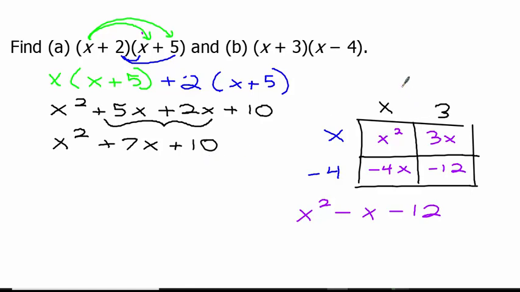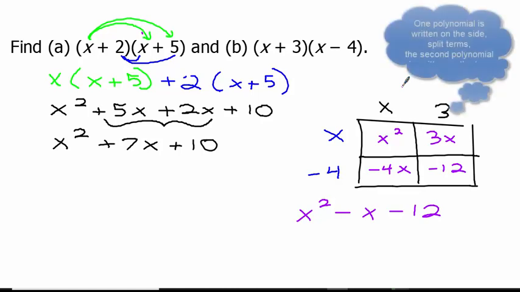The second method is sometimes called the area method. When we get to larger problems, I call it FOIL on steroids. We have a box, and on that box we have both of the variables written on. One variable is written down. Notice the negative sign goes with the 4. The other variable is written to the side. If there are negatives, they're always written with the term that they are involved with.